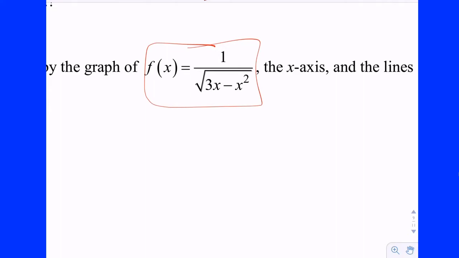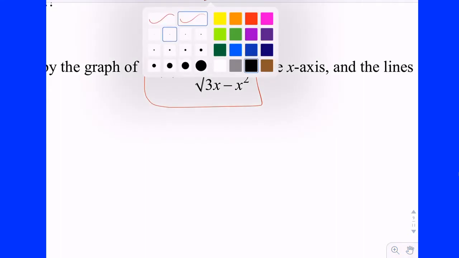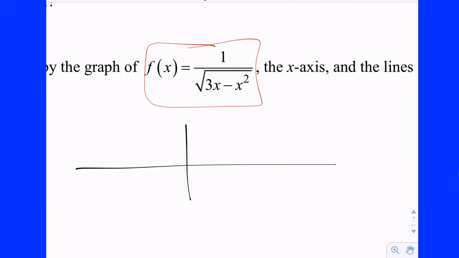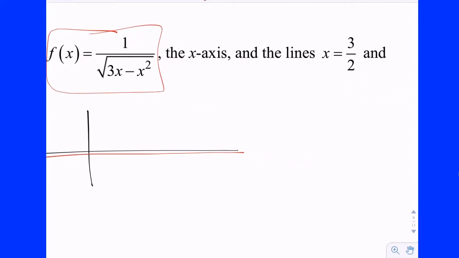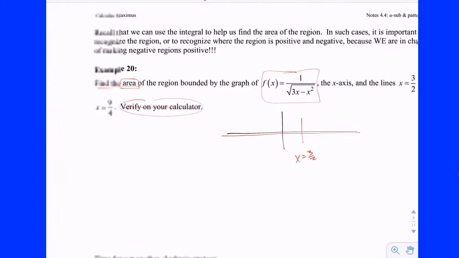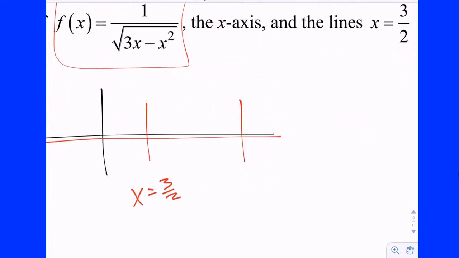Well, we don't have a calculator. Let's see if we can graph the other ones first. There's the, let's see, in red it says the x-axis. There's the x-axis. And the lines x equals 3/2. I know what that one looks like. That's the vertical line. And x equals 9/4. That's another vertical line. Yay, I got those down.